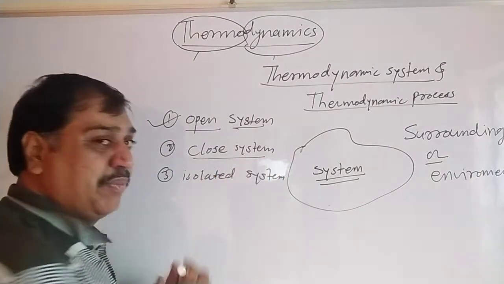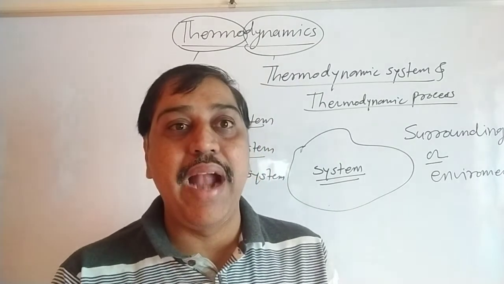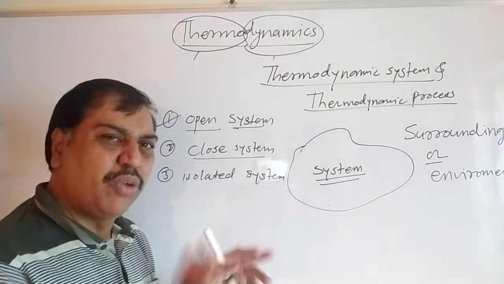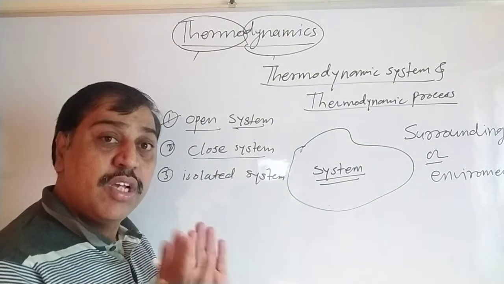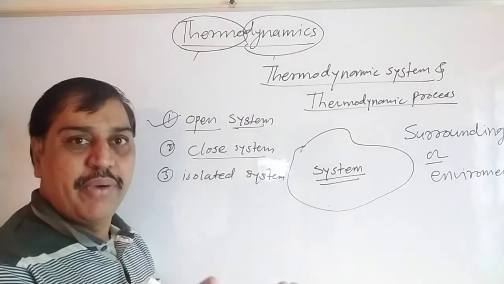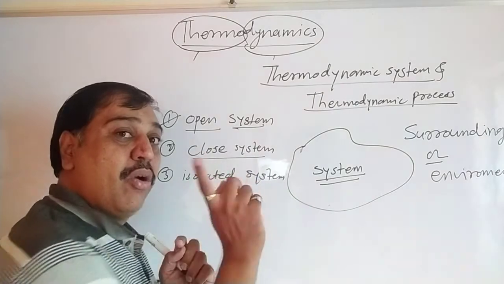Closed system is a system where there is only transfer of heat but matter cannot get transferred to the surrounding. A closed system is a system which is closed, under control. Something is controlled. Something means what? Heat can be transferred to the system or from the system to the surrounding, but matter cannot get transferred. That system is said to be a closed system.